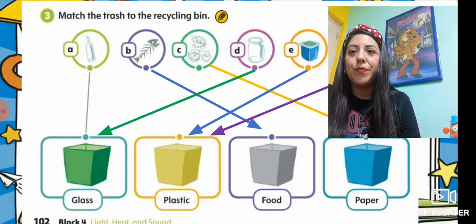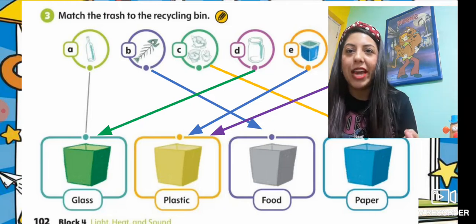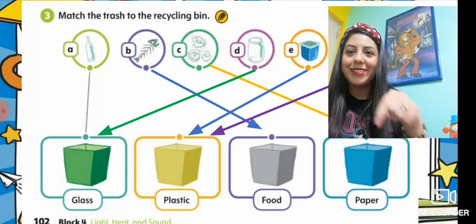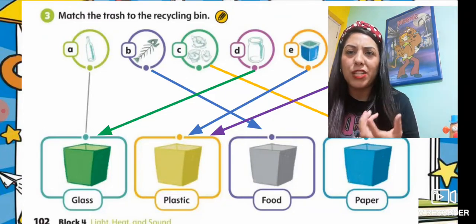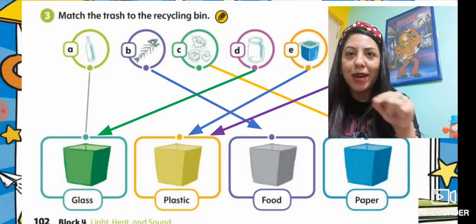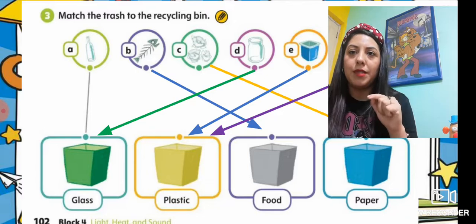In the letter B, we have a fish skeleton. So that is food. So you have to connect the letter B with food. Okay? Now, the letter C, we have paper trash. So we have to match a line, and we have to use the paper. Letter C with the paper.